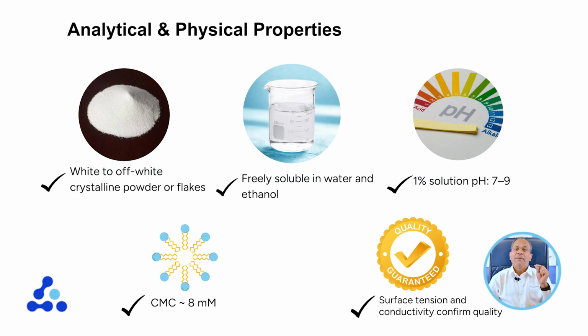Physically, SLS appears as a white to off-white crystalline powder or flakes. It dissolves freely in water and ethanol, forming a clear, sometimes slightly viscous solution. At 1% concentration, its pH generally lies between 7 and 9. The critical micellar concentration, which is around 8 millimolar, defines the threshold where micelles begin to form. Conductivity and surface tension measurements are often used to confirm its quality and purity. These physical characteristics make SLS both predictable and dependable in laboratory use.